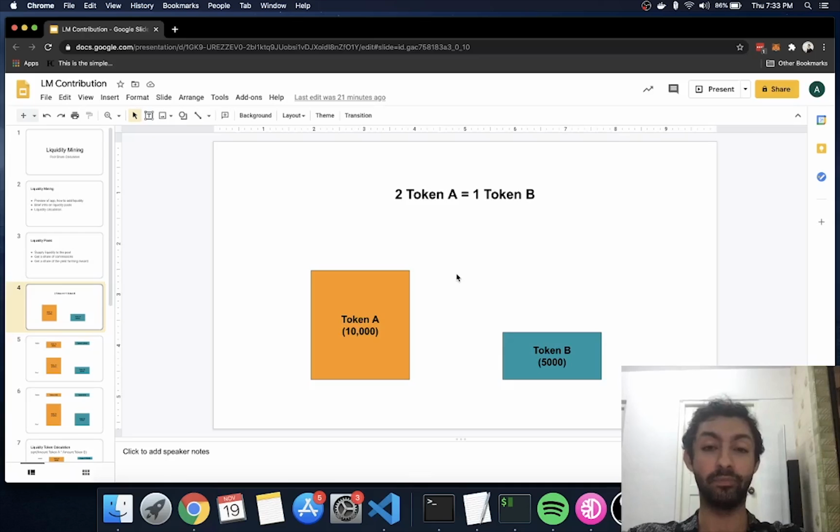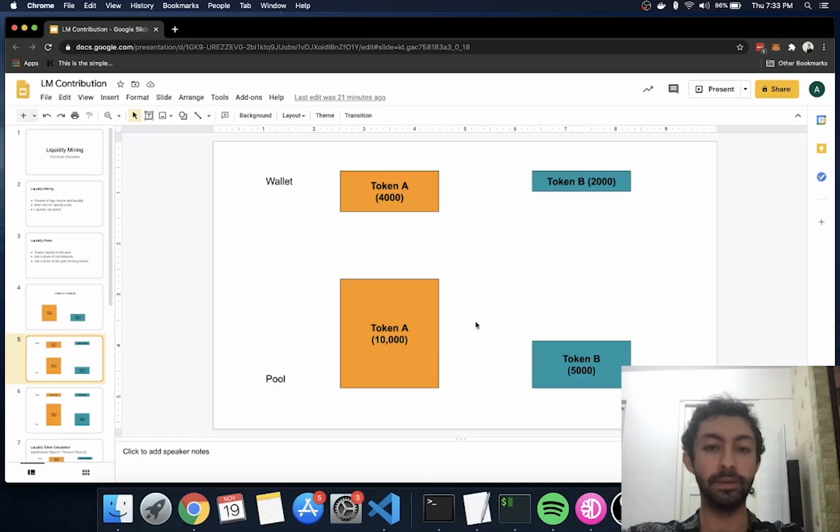So right here, we can estimate in the liquidity pool in its current state that two of token A is worth one of token B. Or for instance, two DFI might be worth one USDT, 50 cents per DFI. Okay, so moving on. Here we have a hypothetical example where the user's wallet contains 4,000 of token A and 2,000 of token B, and they want to supply all of it to the liquidity pool. Now the liquidity pool contains 10,000 of token A and 5,000 token B. Now this is the correct ratio.